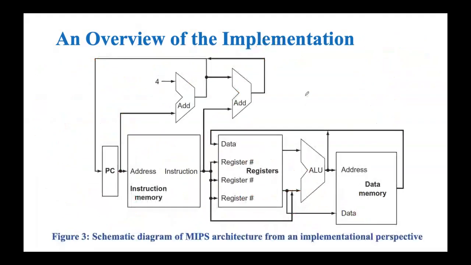So let us see the schematic diagram of MIPS from the implementation perspective. First, in several places in this diagram, you can observe the data going to a particular unit coming from two different sources. For example, the value written into the PC can come from one of two adders. So here we find two adders, right? The value which is written back to the PC comes either from this adder or from this adder.